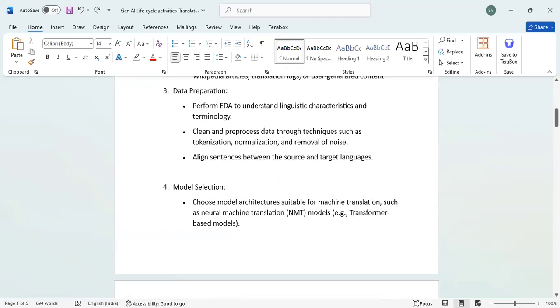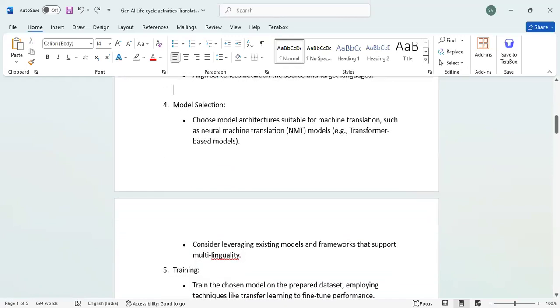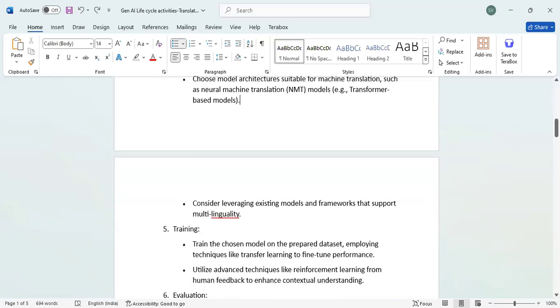After EDA, clean and pre-process data through techniques such as tokenization, normalization, and removal of noise. Align sentences between the source and target language. We discussed that under the EDA part. Then model selection: choose model architectures suitable for machine translation, such as neural machine translation models, for example transformer based models. So that is internally built into Gen AI itself. We don't need to worry about those things. Consider leveraging existing models and frameworks that support multilinguality.